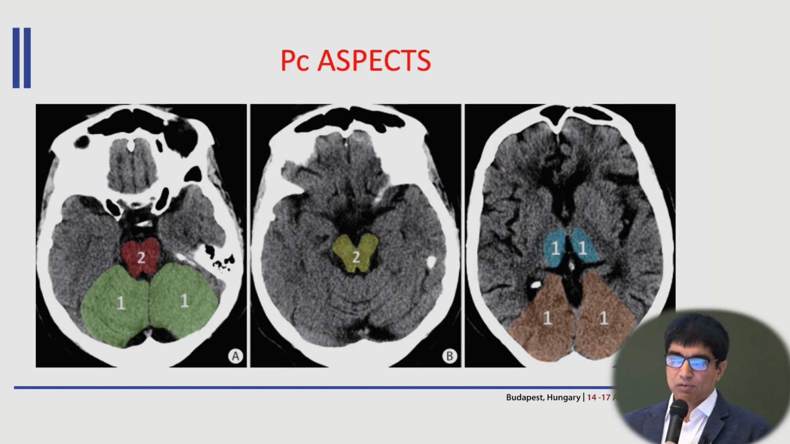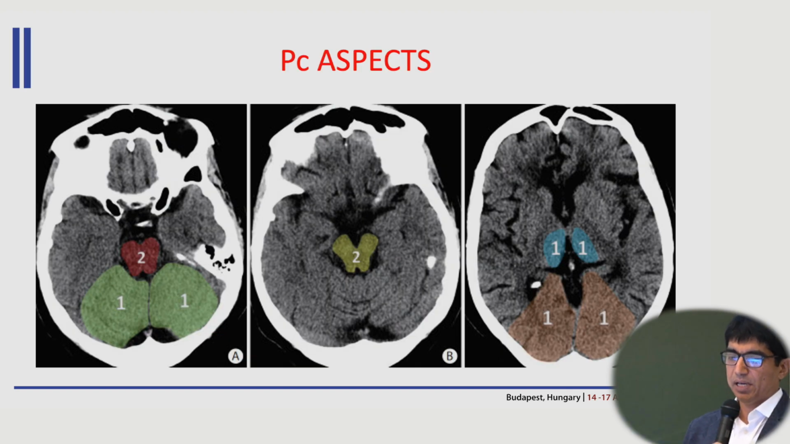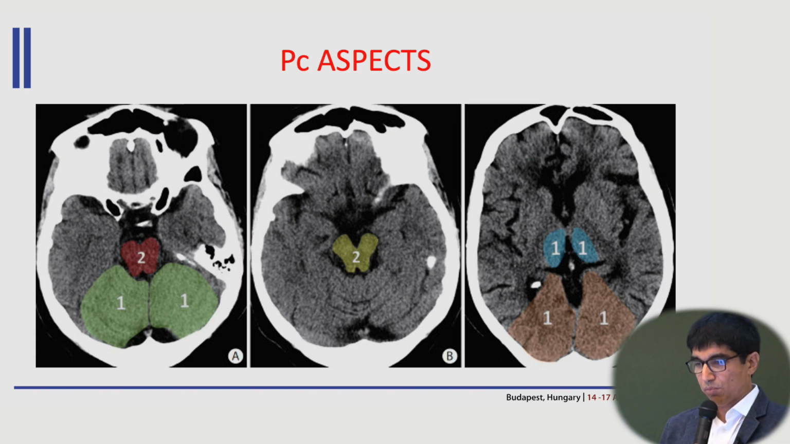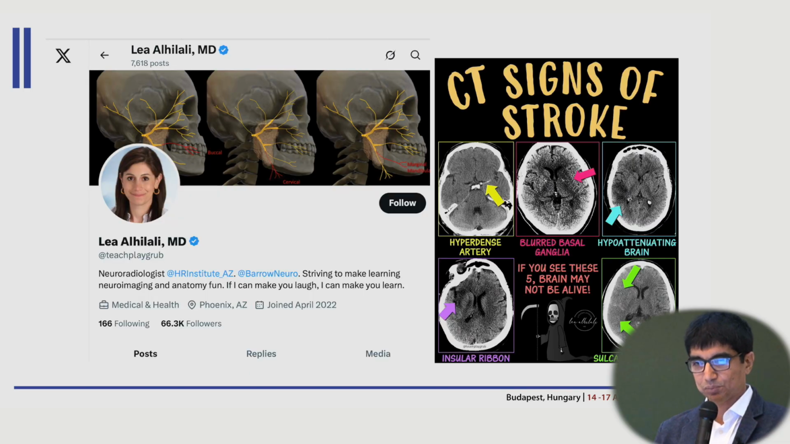And for the posterior circulation strokes, we have PC-ASPECTS, which is again a 10-point score, but the difference is that midbrain and pons are given 2 points each, while both cerebellar hemispheres, occipital lobes and bilateral thalami are given 1 point each. So, again, persons with 8 or more would behave well, and up to 6 score can be considered for thrombolytic therapy or thrombectomy.